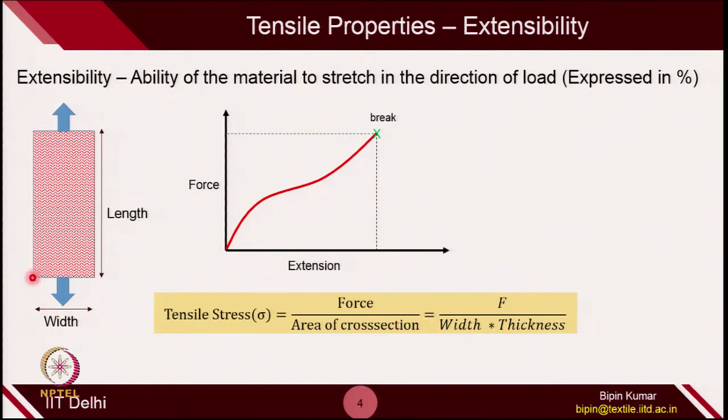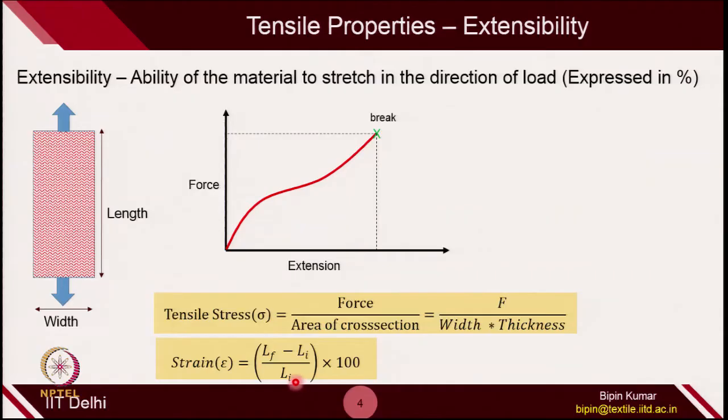Here the area of cross section is rectangular, which is not visible because we are looking at the top plane. The area of cross section for this specimen is width into thickness, because width is there and thickness is the thickness of the material. So, the area of cross section is a small rectangle through which the force is applied, and the other part is the strain, which is nothing but the change in length per unit original length.